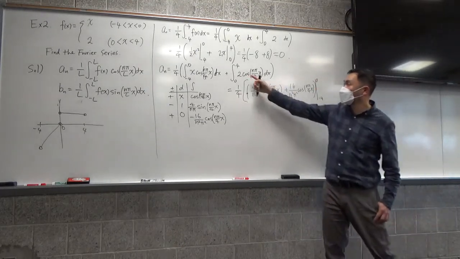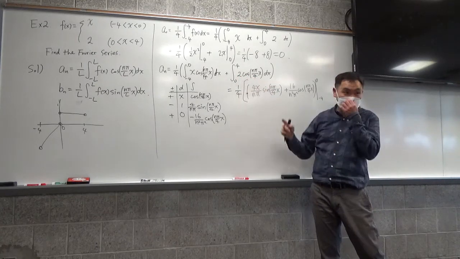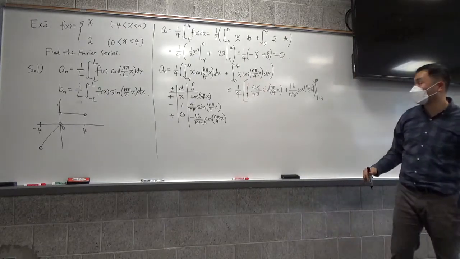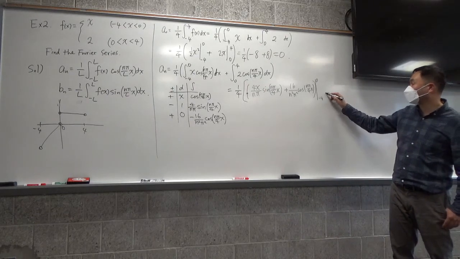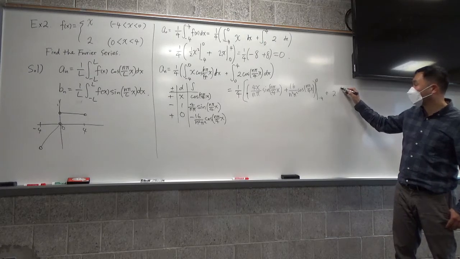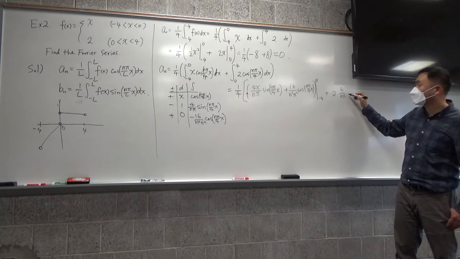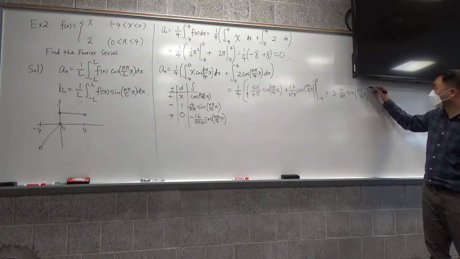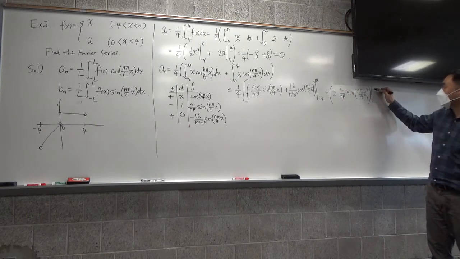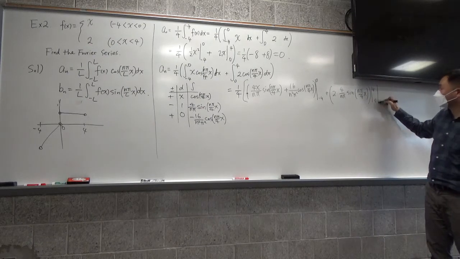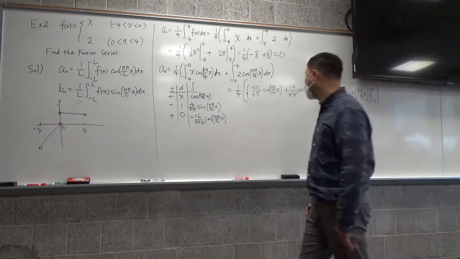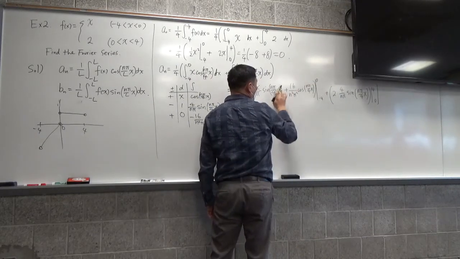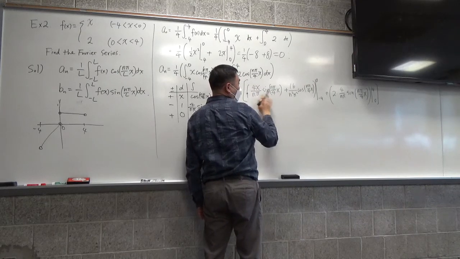Okay, but this other one, that's easier because there's no need for tabular integration. You just have to integrate cosine, which is sine. So what do you get? It's 2 times 4 over n pi sine n pi over 4x. And then you have to plug in 4 and then 0. And then when you plug in 0, you get sine of 0 is 0, so that goes away.